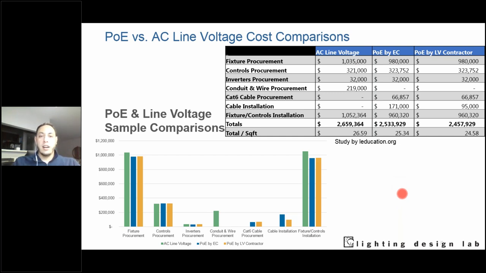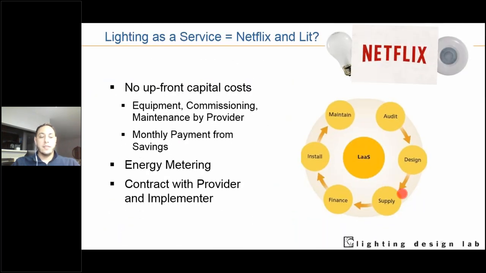And if costs are ever a hard barrier to implementing a good power over Ethernet project or any network lighting control project in general, I always like to mention the lighting as a service or energy efficiency as a service business model. Upfront costs tend to be one of those big obstacles when it comes to implementing these projects.